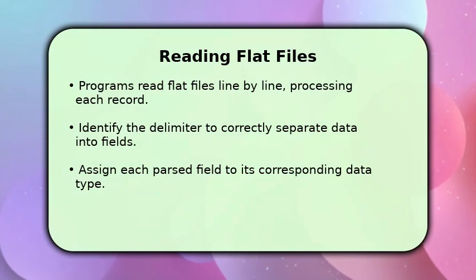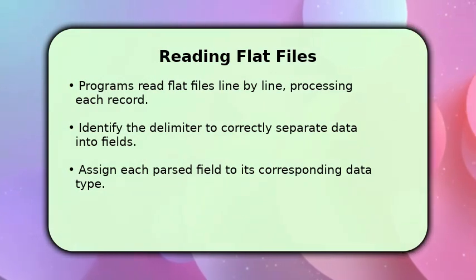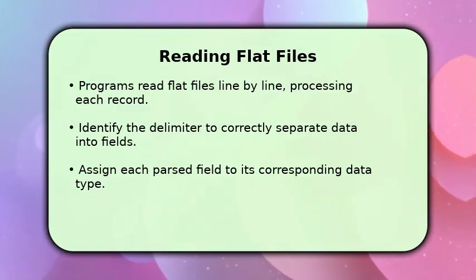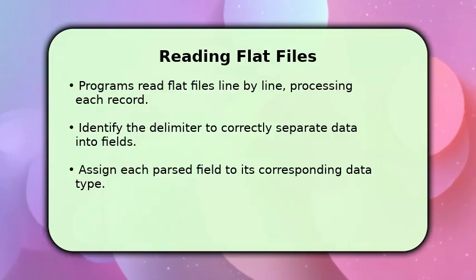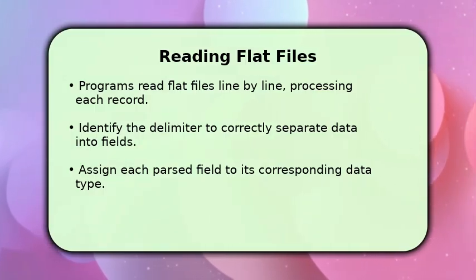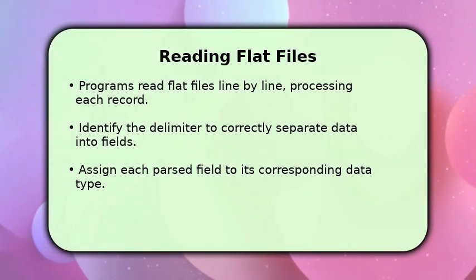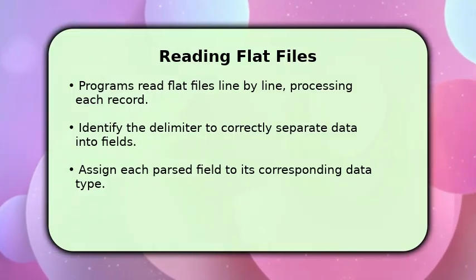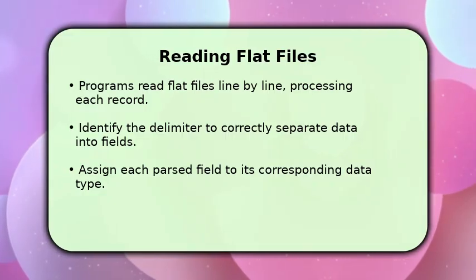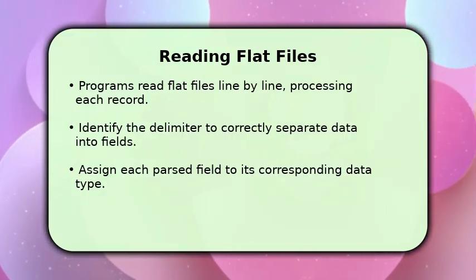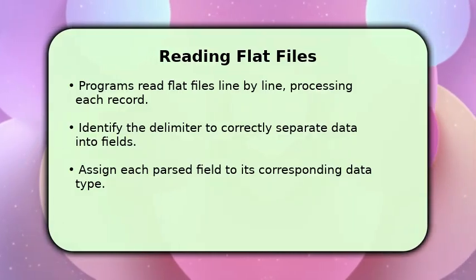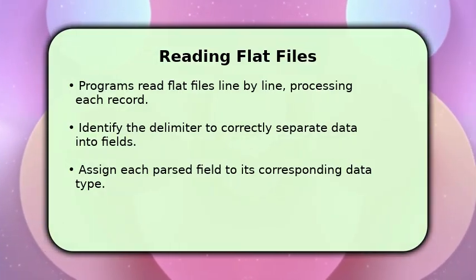When it comes to reading flat files, software typically processes them line by line. The program first identifies the delimiter you used, which allows it to correctly separate the raw data into individual fields. Each of these parsed fields is then assigned to its appropriate data type, such as text, numbers, or dates. It's also important for the program to include error handling, addressing issues like a missing field or an incorrectly formatted entry to ensure data integrity.